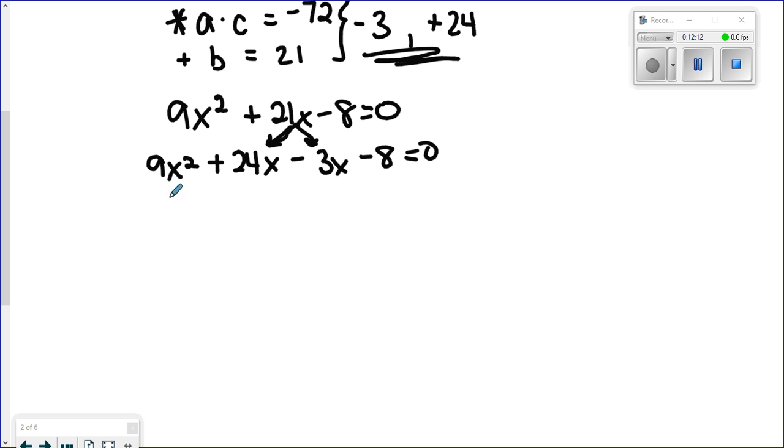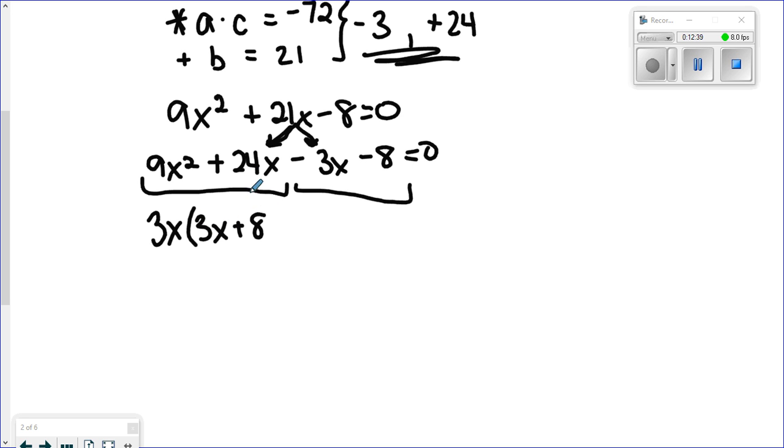And now what we're going to do from here is we're going to factor these two portions independently. So you're going to kind of ignore what's happening in the second half here and look at these two terms, what we can factor out. So I know that I can factor out a 3 of both 9 and 24, and I can factor an x out of both as well. So if I'm dividing by 3x, I'm going to be left with 3x plus 8. Because again, 24x divided by 3x is 8.